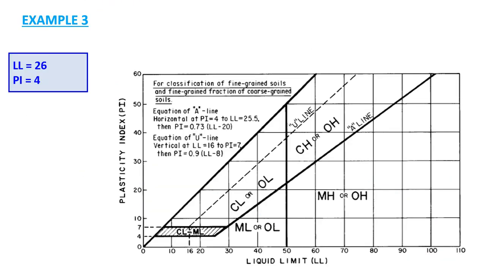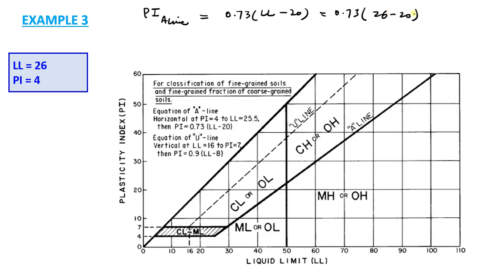In the usual way we are going to calculate the plasticity index of the A line. The plasticity index of the A line is going to be 0.73 times liquid limit minus 20, so this is 0.73 times 26 minus 20.